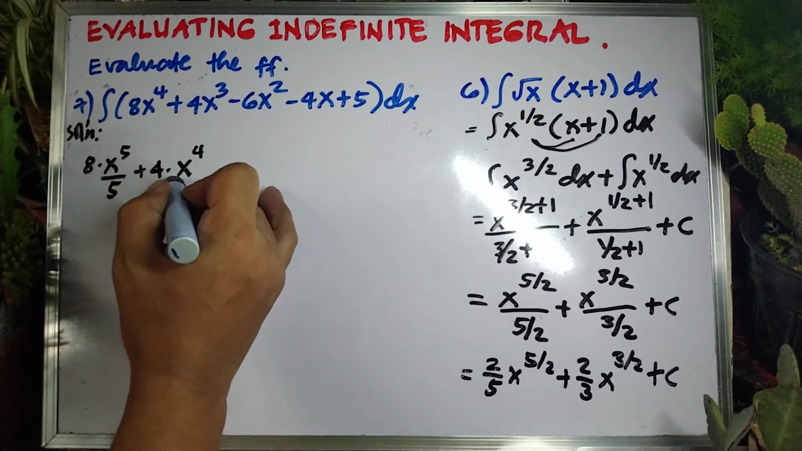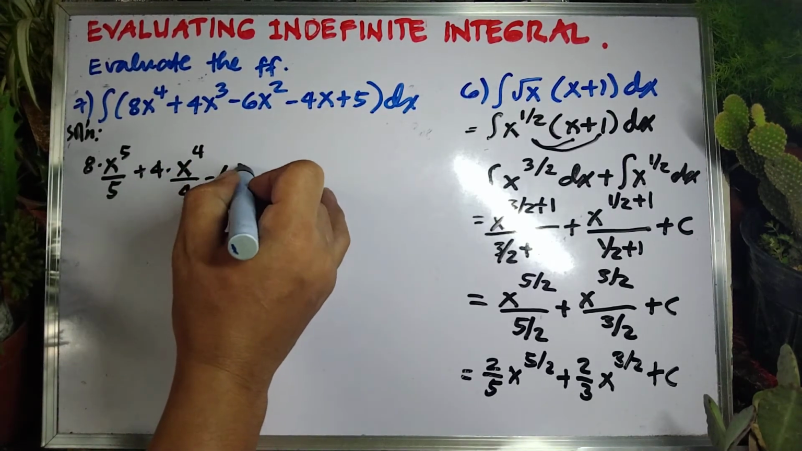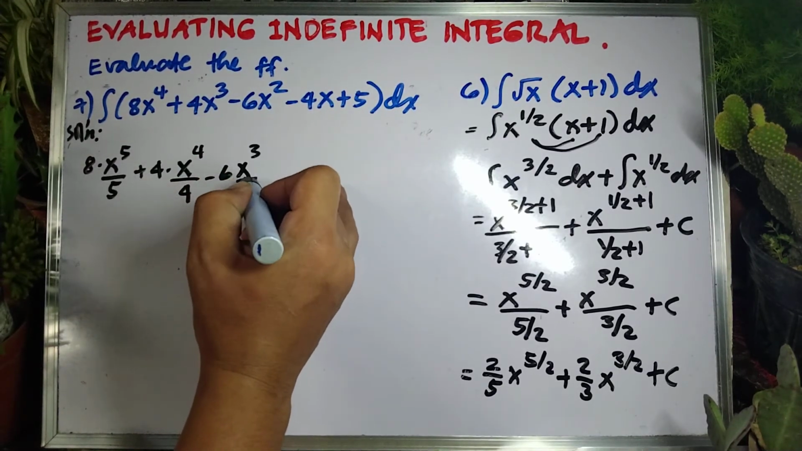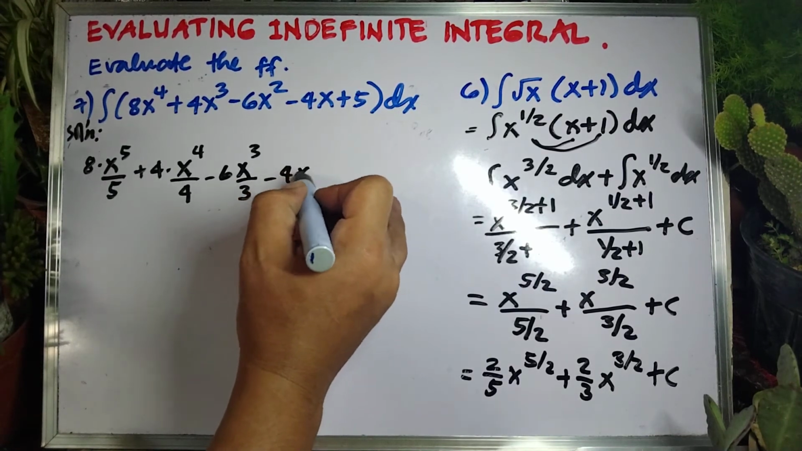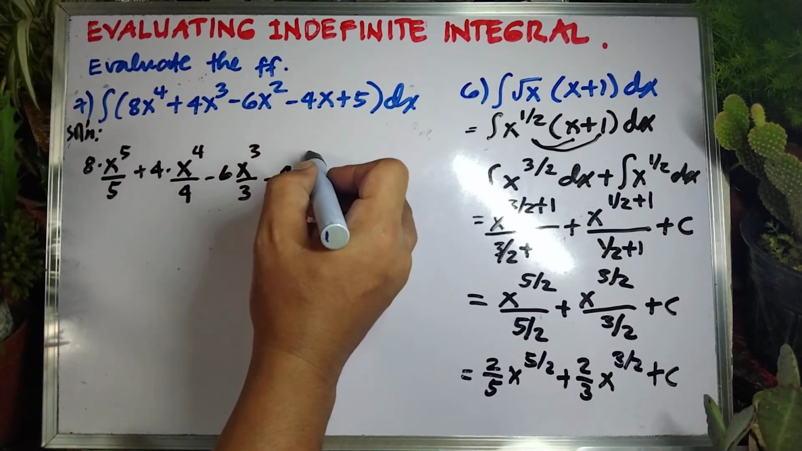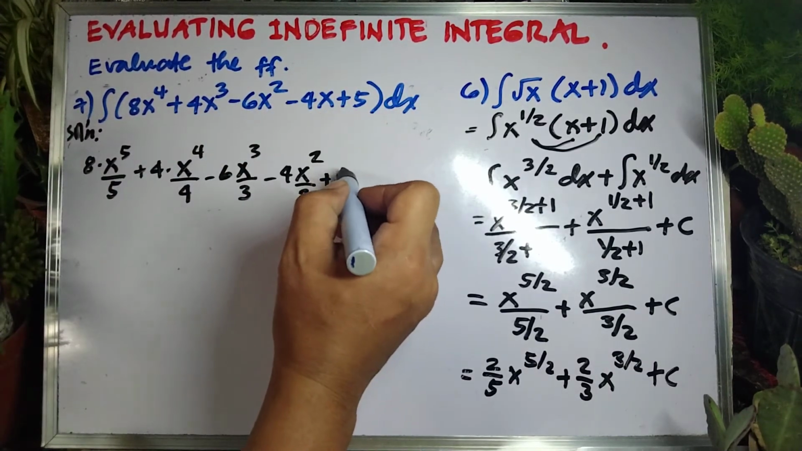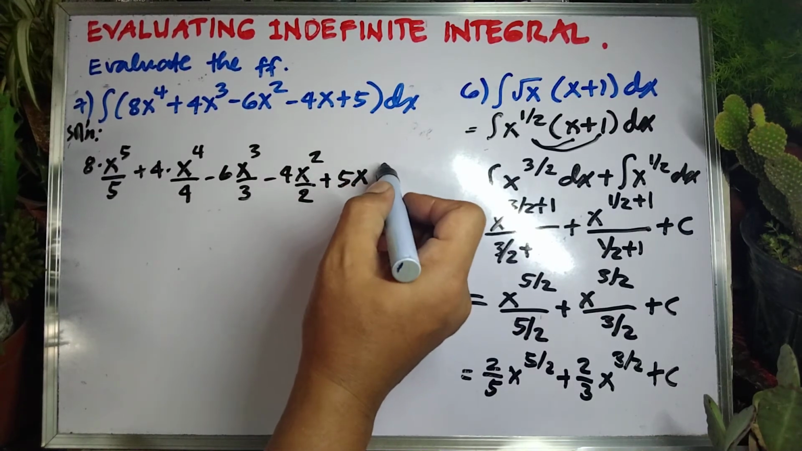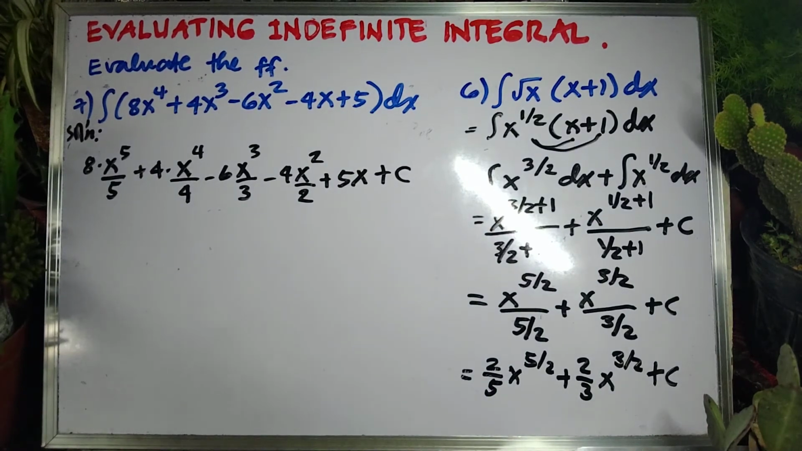So, 4 over 4. Di ba? Minus 6 x. 2 plus 1 is 3. So, you write 3 in the denominator. Minus 4 x. Di ba? 1 plus 1 is 2. So, you write also 2 in the denominator. Plus 5 with respect to x. So, may x na dyan. Then, don't forget to write the constant of integration.